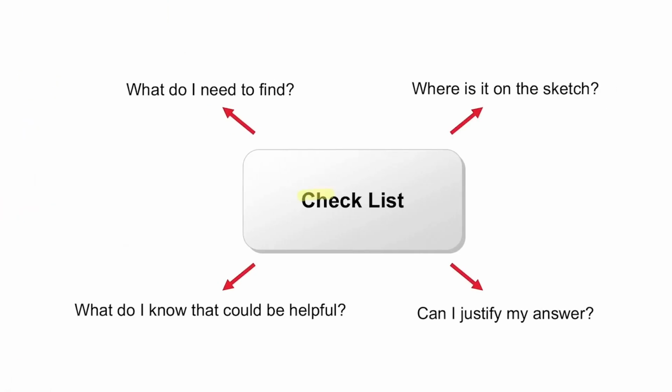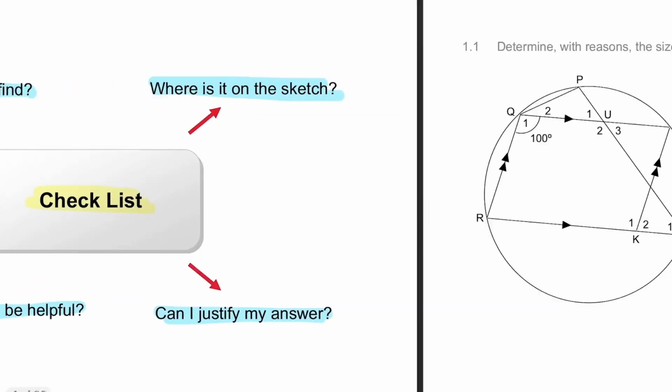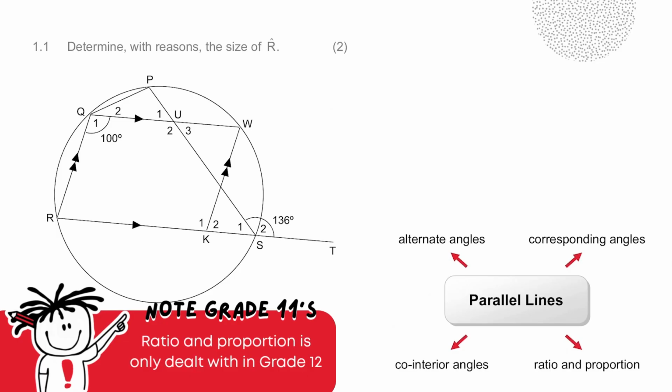A checklist is almost like a shopping list. So we are going to think about every question in the same way if we get stuck. Don't give up on a question just because it seems complicated. Analyze it. Ask yourself, what do I need to find or prove or show? Where am I working on the sketch? What do I know that could be helpful? And can I justify my answer? The moment you tackle the question with a concrete approach, having a strategy, it sometimes just feels a whole lot more manageable. All right, so in question 1.1, we need to calculate the size of angle R.